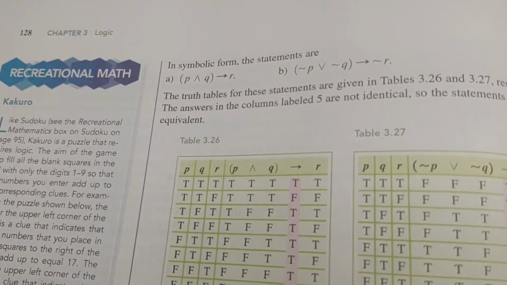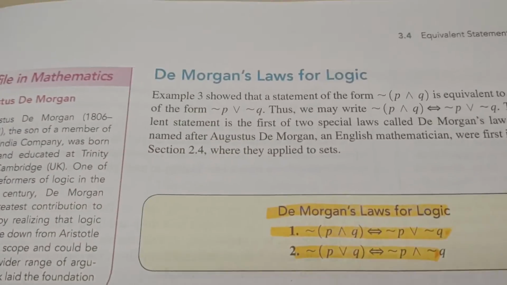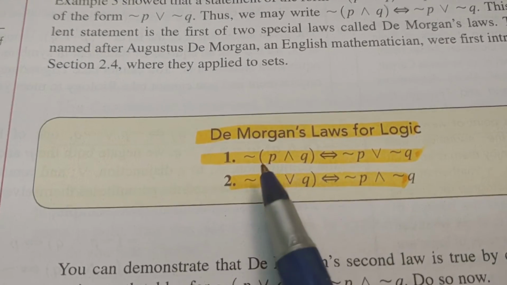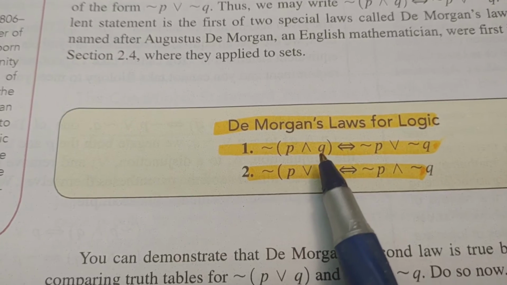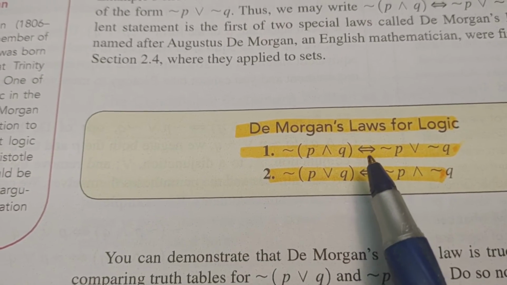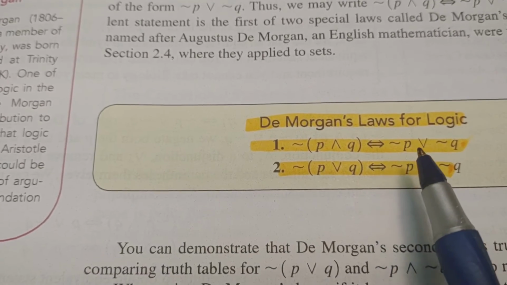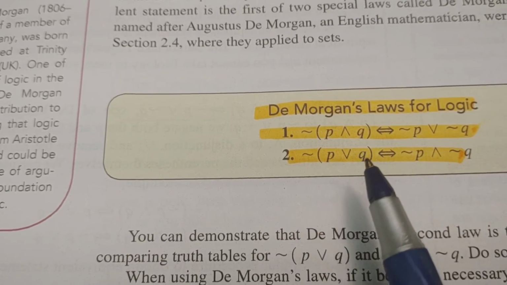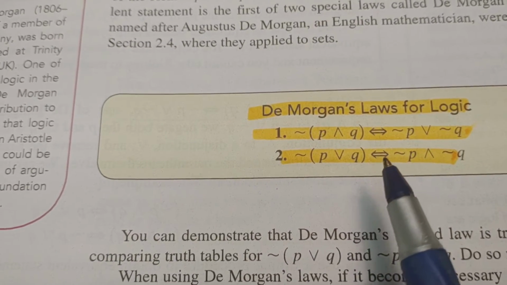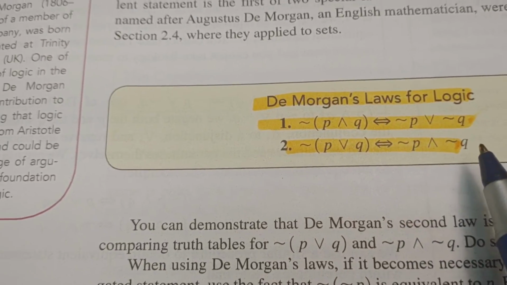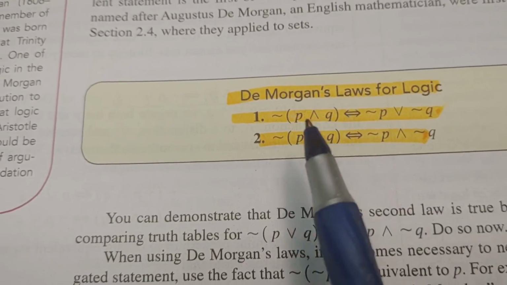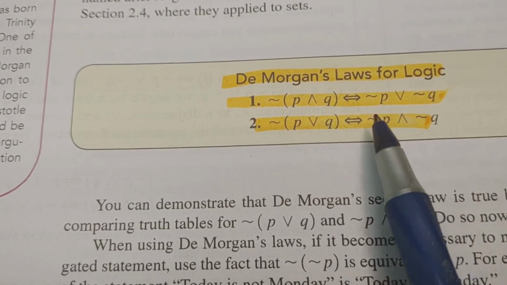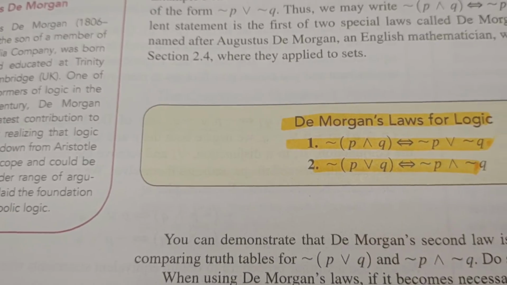All right. De Morgan's law for logic says that a negation outside parentheses of P and Q is logically equivalent to negated P or negated Q. A negation outside parentheses of P or Q is logically equivalent to negated P and negated Q. So this is something that you can always look at, because if you get something that says negated outside of parentheses, and then you get this statement, then you know that they're logically equivalent.